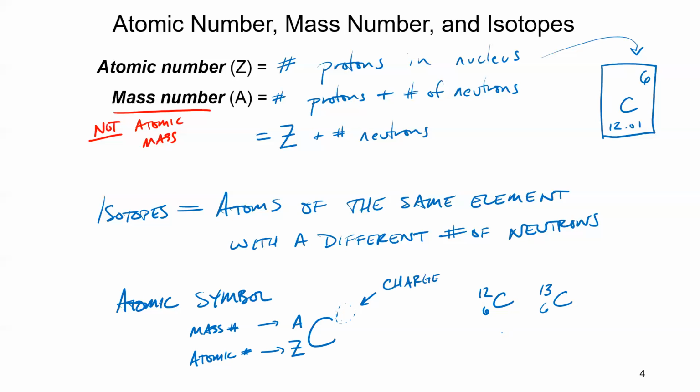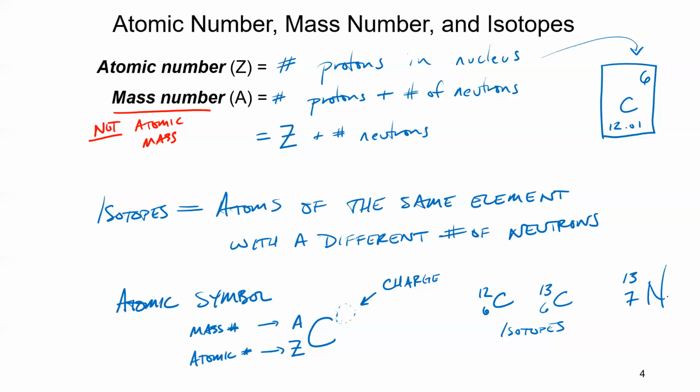And so these two are isotopes. If I went to a mass of 13, but instead of adding a neutron, I added a proton. So my mass number went up, but also my number of protons went up. Is that still carbon? No. Does anybody have a periodic table in front of them? What do we have? It becomes nitrogen. Excellent. Yeah, we have nitrogen now, right?